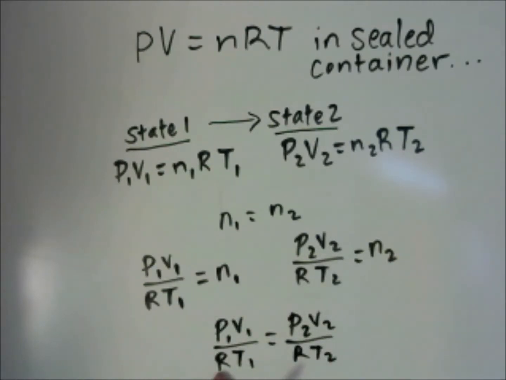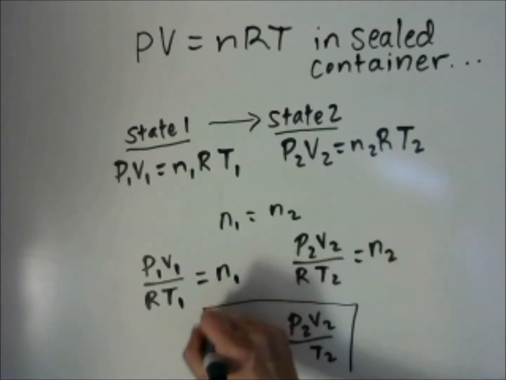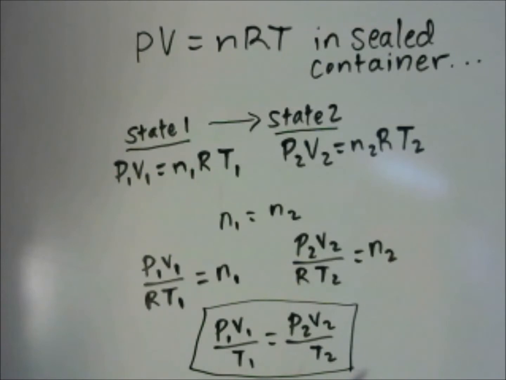Now, on both sides, we have an R value, so that can cancel out. And we are left with this equation that shows what happens to an ideal gas when it's in a sealed container. The relationship between the initial pressure, the initial volume, and the initial temperature, and the final pressure, the final volume, and the final temperature.